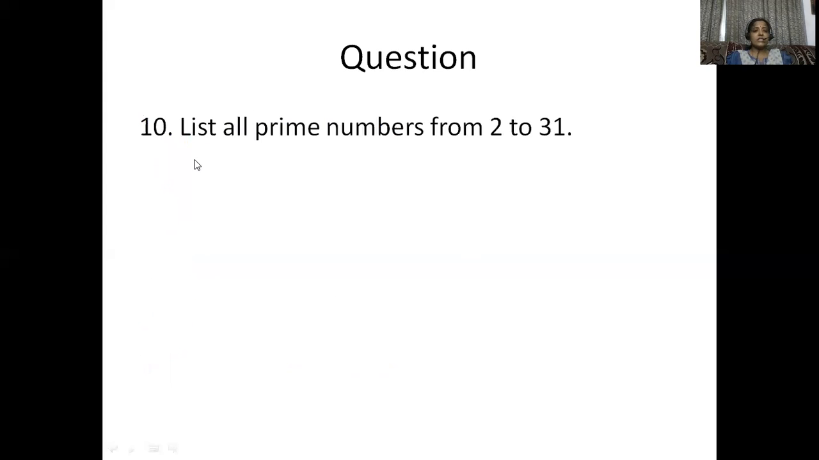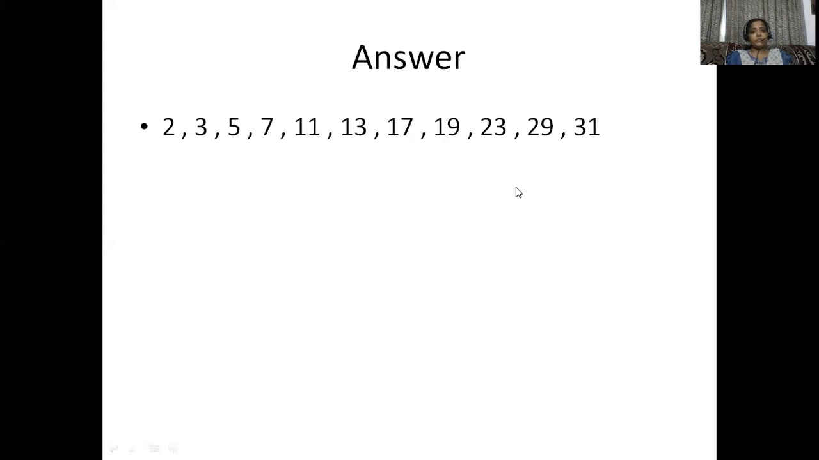The last question, 10th question. List all prime numbers from 2 to 31. So 2 is a prime number. 3, 5, 7, 11, 13, 17, 19, 23, 29 and 31. These are all the prime numbers from 2 to 31.